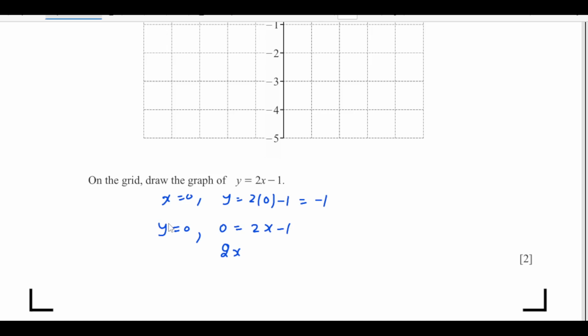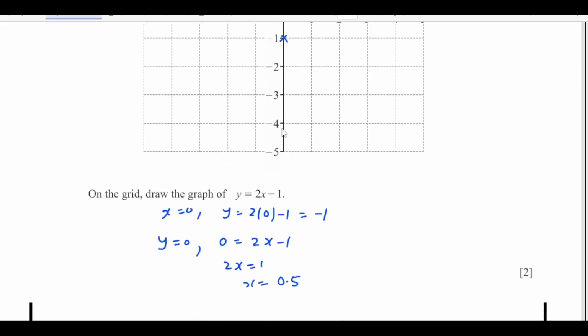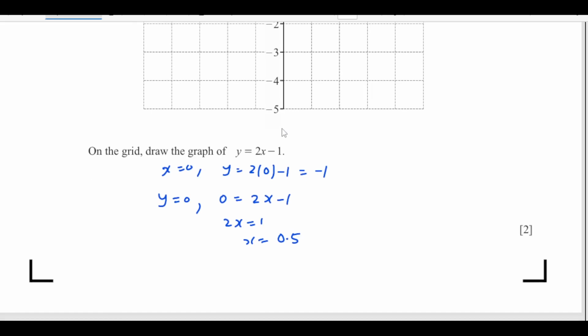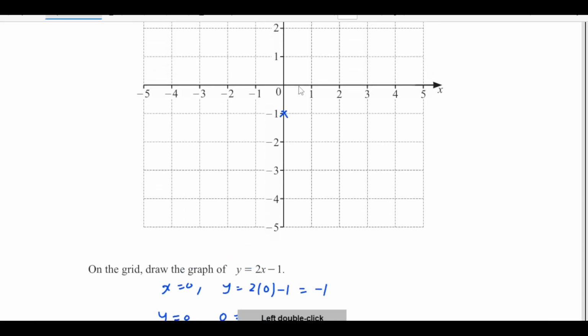2x, wait, so 2x will be 1 and x is going to be 1 over 2, that is 0.5. So x is 0, y is negative 1, that is a point here, and then x is 0.5, y is 0, that point is here.